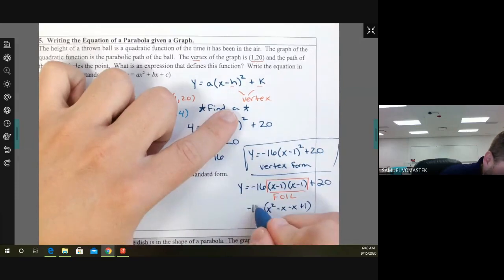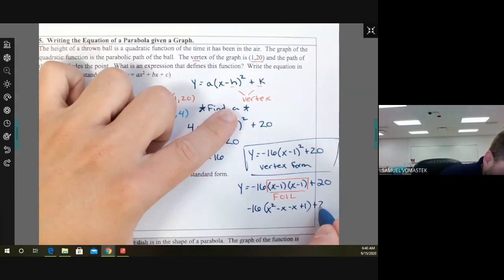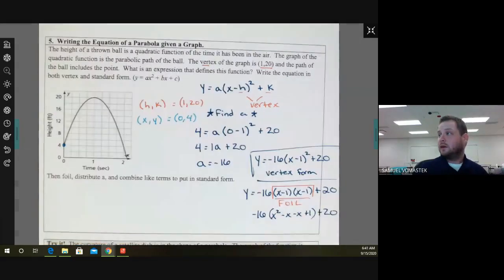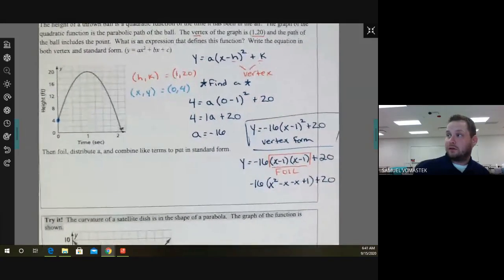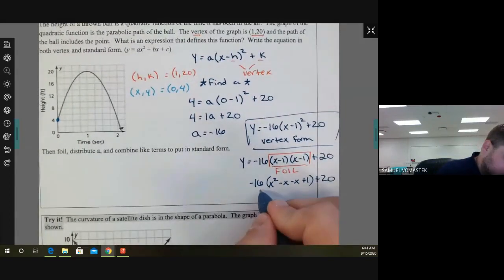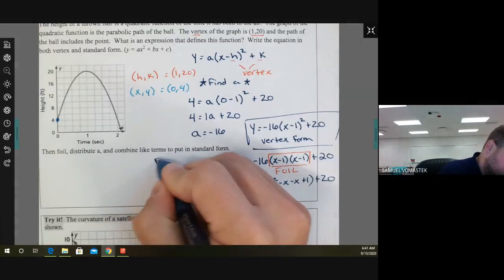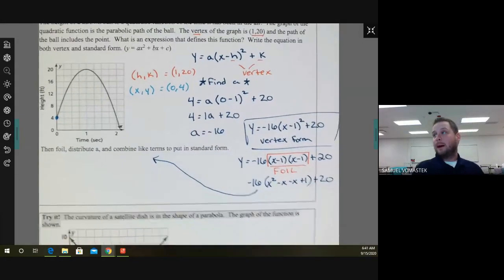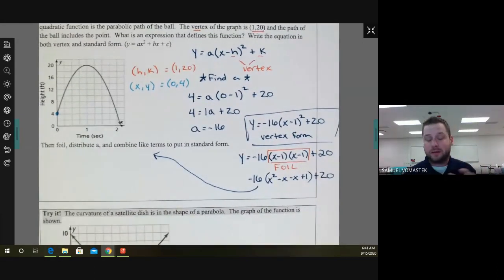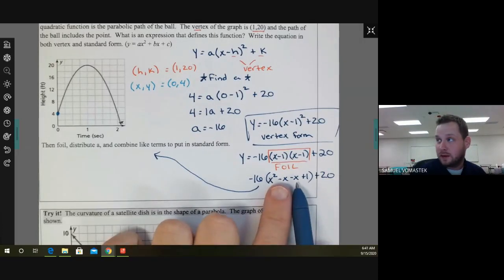We still have the negative 16 out front, and then we got plus 20. I ran out of room, so I'm going to pick up over here up top. Before I worry about multiplying the 16 in or doing anything with that 20, I want to make this look pretty. So combine my like terms.